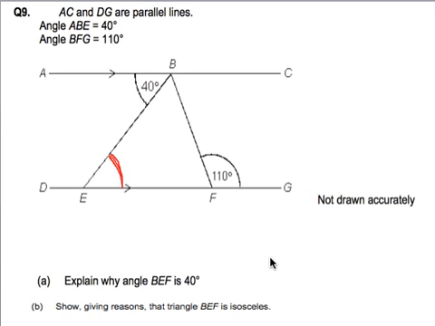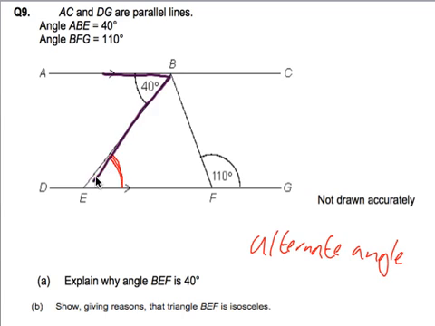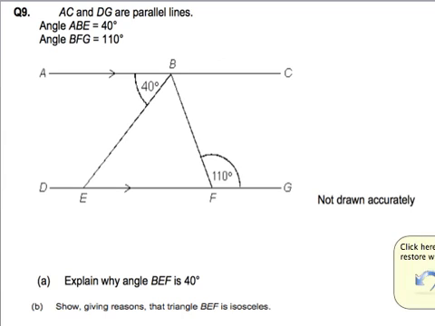Okay then, Ross, so why would you say that angle BEF is 40 degrees? Because it is an alternate angle. Okay, so it is an alternate angle. And what shape are we looking for there then, Ross? A Z shape. Excellent, so we can see the Z shape on the parallel lines. So I know then, Ross, that that angle there is 40 degrees. Okay, so we're going to mark that in there. So the next part asks you to show, giving reasons, that triangle BEF is isosceles. So how am I going to do that, Ross?